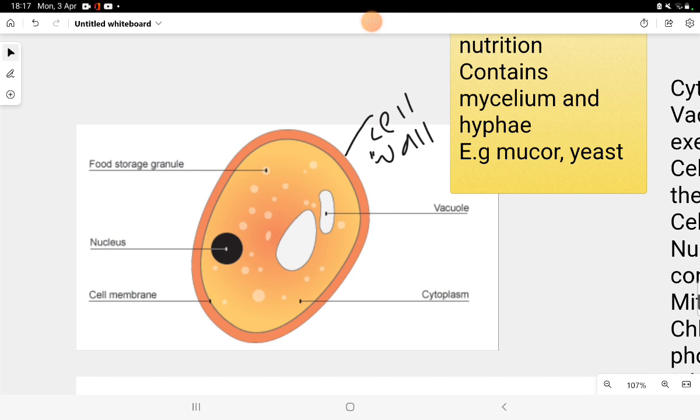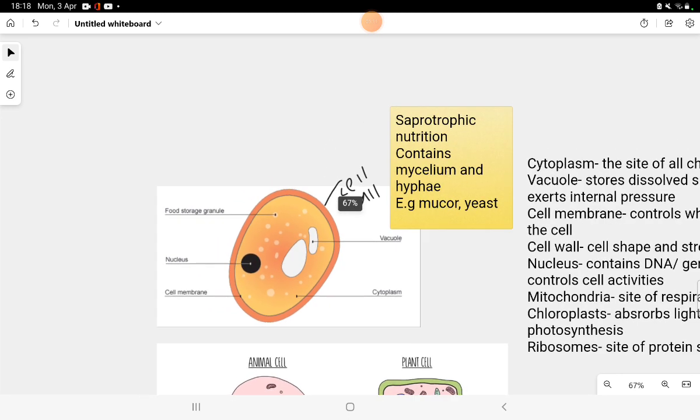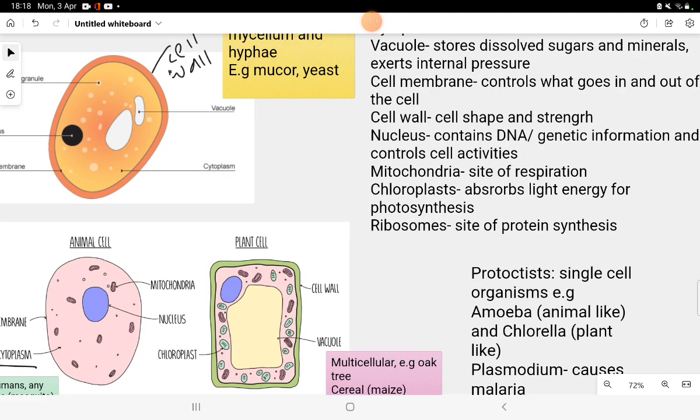Now, you need to know some examples of fungi, for example mucor and yeast. And fungi also contain mycelium and hyphae, which you need to know these two structures, and this is really important for saprotrophic nutrition and decay. So make sure you learn this, because it's really important and it's a very common question they ask in the GCSE. Saprotrophic nutrition is basically extracellular digestion. So the fungi secrete enzymes outside, and this helps digest molecules outside the body. So that's most of it.